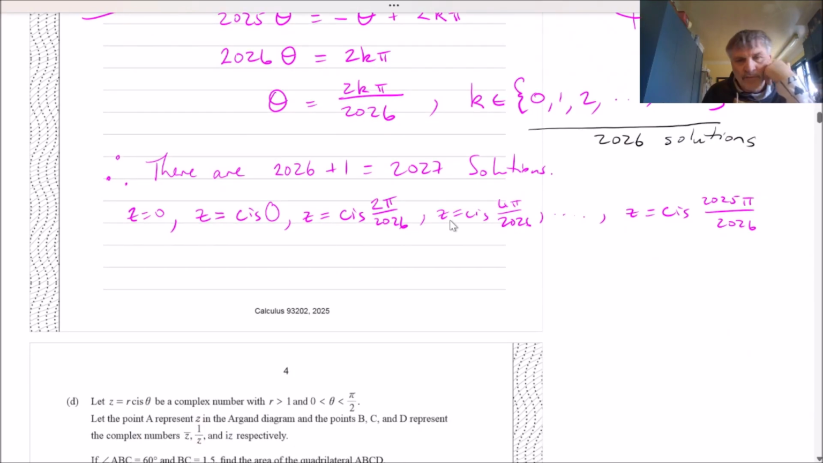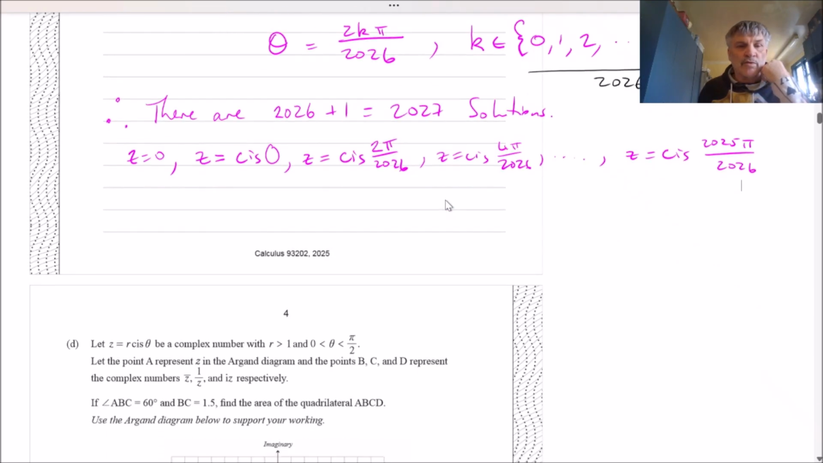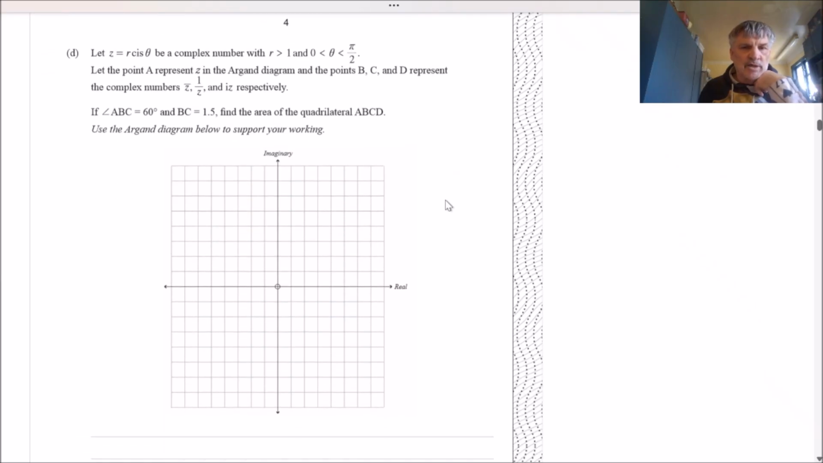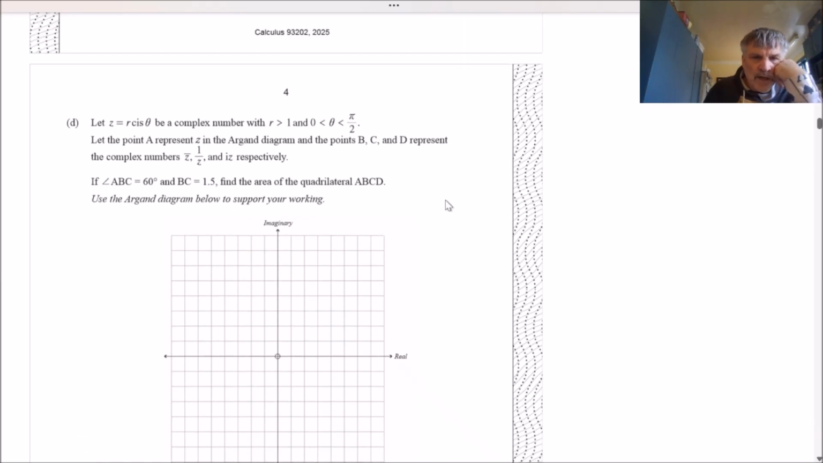it's useful, at least for understanding purposes, to write them down, even if we didn't need to calculate them in the question. Part D. Here we've got 4 complex numbers. We've got Z, which we're told we can write in this form, and we've got Z conjugate, 1 over Z and iZ, and we've got to do some working with those.